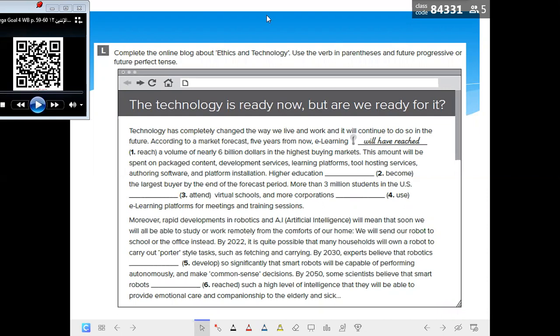So my dear students, I want one of you to start reading from the beginning and complete these sentences to give a meaning.